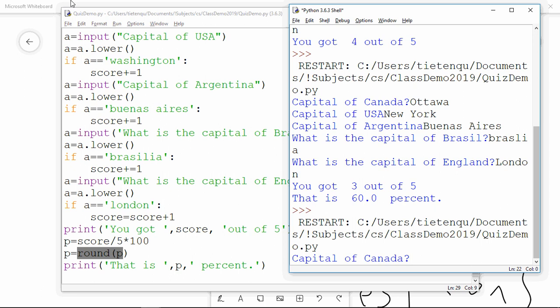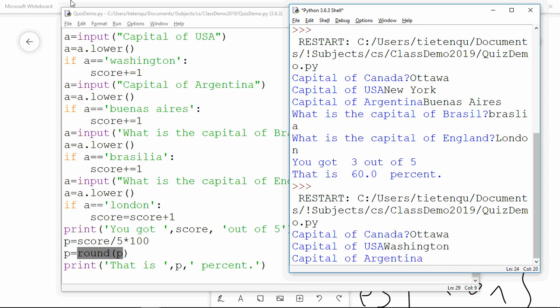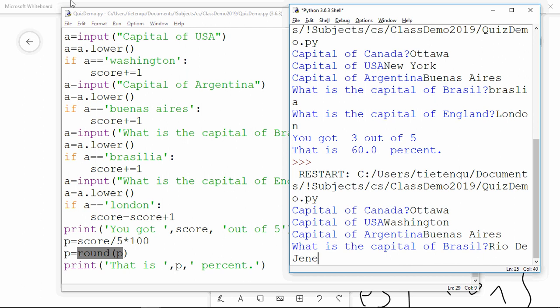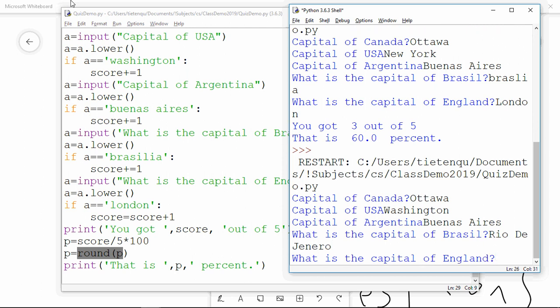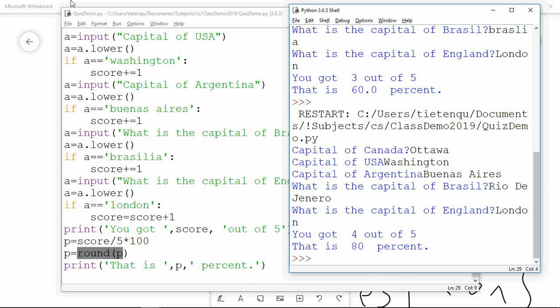So let's get a few more right here. Ottawa, Washington, okay, so let's get some wrong. So let's say the capital of Brazil is Rio. Well, it's going to say wrong no matter what, because I probably spelled that incorrectly. And capital of England is London. So we get 4 out of 5, and that is 80% as required.